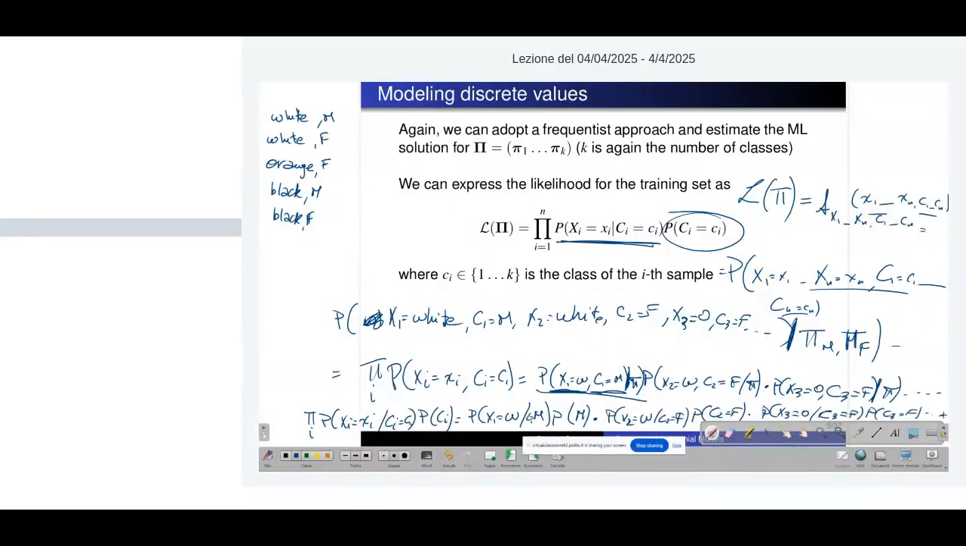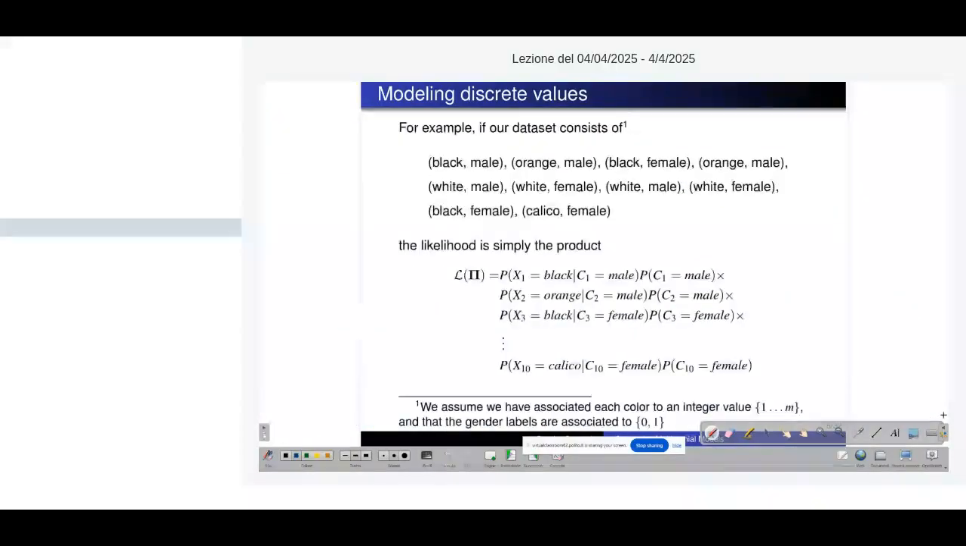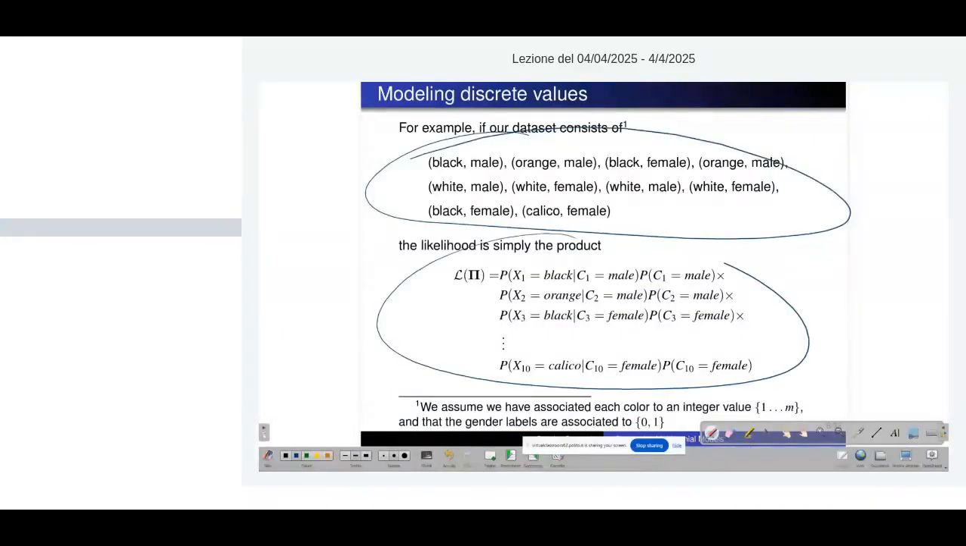Now, we already observed that, well, we do it in the log likelihood. Here you have the same with a larger data set. It's exactly what I was writing before. Our likelihood is the product of the terms that corresponds to what I observed in my data set.